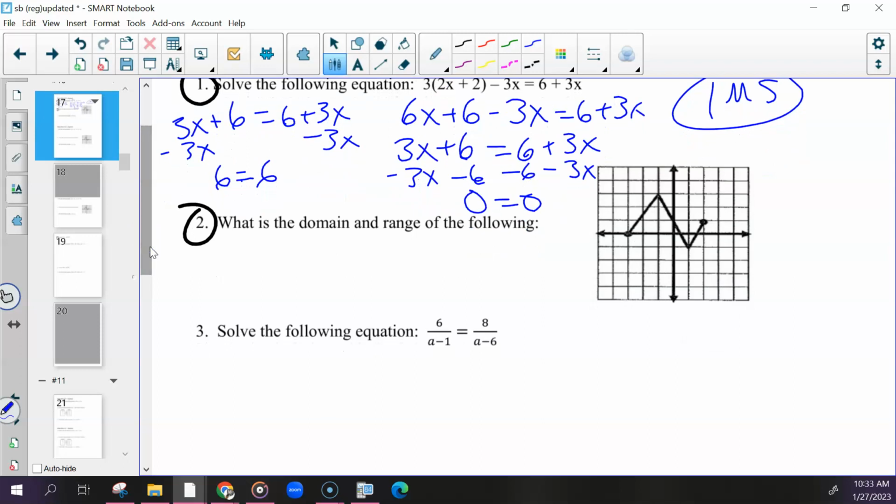Then number 2 is similar to what we did on the last one, domain and range, furthest point to the left and right, lowest to highest. So if it helps you, I kind of draw in these lines to help me see left and right, lowest to highest. And I'm just going to write this in interval notation today. So furthest point to the left would be negative 3. Furthest point to the right would be 2. And then lowest to highest would be at negative 1 and 3.